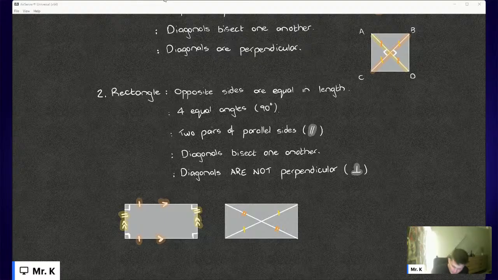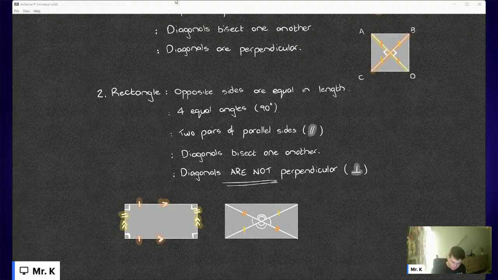equal in length. But importantly, if we had to zoom into the center over here, where these diagonals bisect one another, we can see that it does not form a perfect 90 degrees, right? They are not perpendicular. They do not make a perfect 90 degrees. We have acute angles on the left and the right in this case, and we have obtuse angles on the top and on the bottom.